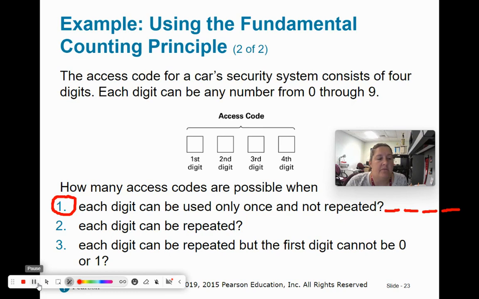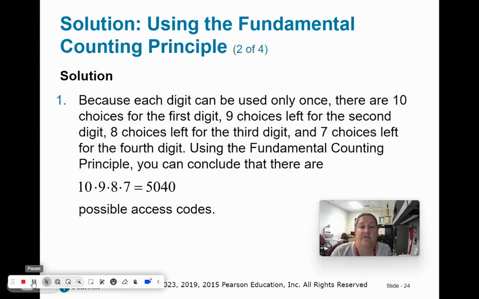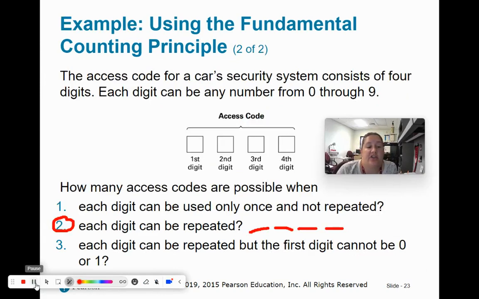When I do any problem, I like to mark out how many events are going in a row. So I'm putting out 4 underlines to mark the 4 digits for this code. Each digit can only be used once and not repeated. How many options do you have for the first digit? We've got 10. Once that digit is used, then we only have 9 options for the next position. Now that those 2 digits are used and we can't repeat them, the next position would be 8 and so on. We multiply them to see the total amount of ways: 5,040.